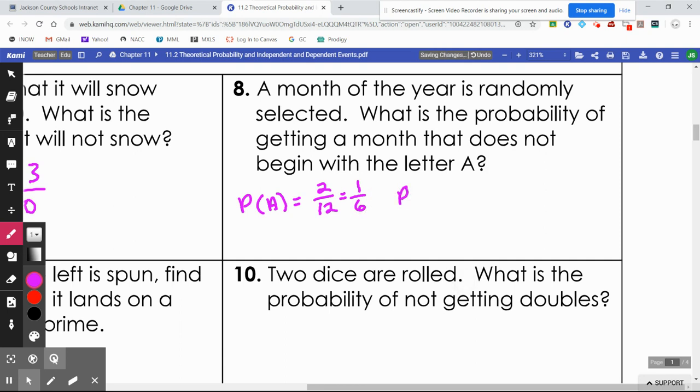So what they're asking for is what is the probability that the month does not begin with A? So the probability that a month does not begin with A, we could take this 1 out of 6, subtract it from one whole, and we're going to get the other 5 out of 6, which was 10 out of the 12 months do not start with the letter A.